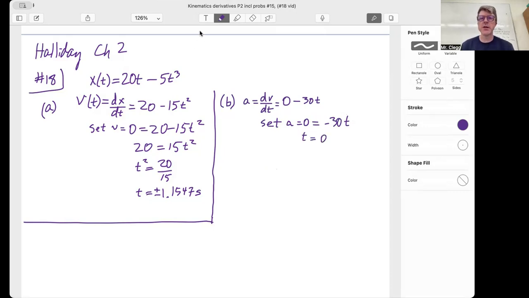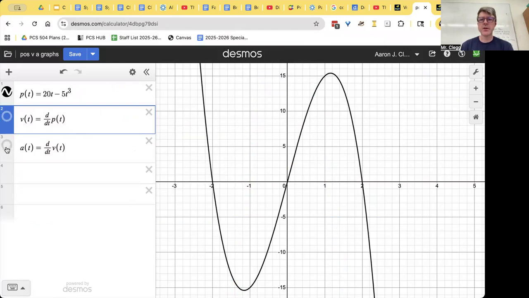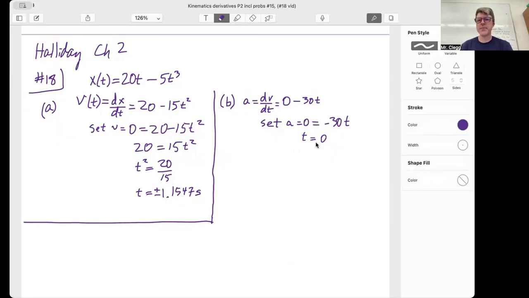Let's double check in Desmos and check it out. Here's Desmos. Let me hide the velocity for a second. Now I'll show the acceleration. There we have our negative line there. It goes right through 0. There is definitely a time, and it is at time equals 0 seconds. So a equals 0 meters per second squared at time 0.